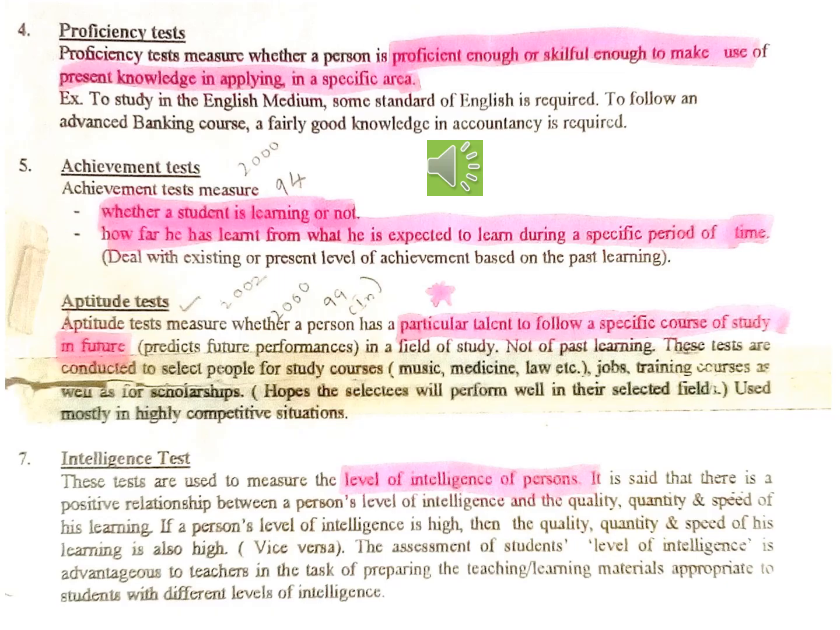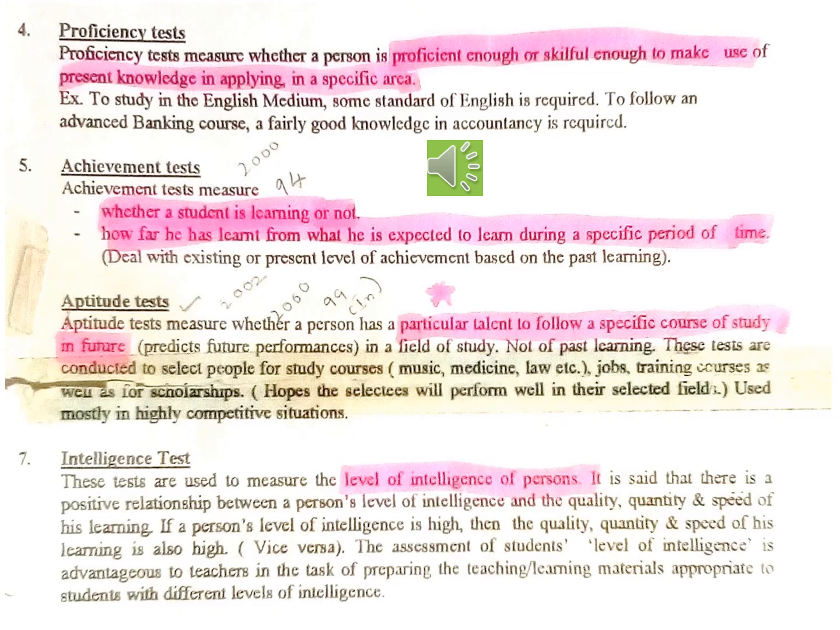Example, to study in the English medium, some standard of English is required. To follow an advanced banking course, a fair knowledge in accountancy is required. So, a proficiency test is conducted to check. So what can you underline here? A proficiency test measures whether the person is proficient enough to follow a course, skillful enough to make use of the present knowledge in the course.